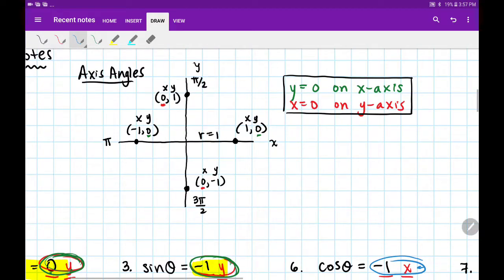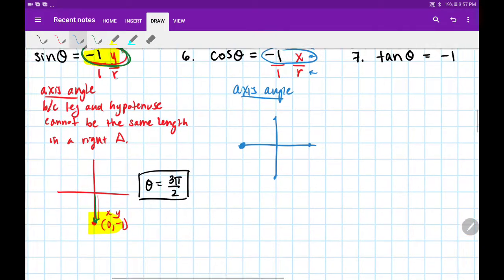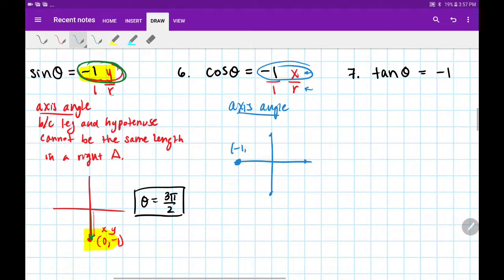So again, that's where this came in handy. X is equal to -1 when we travel 1 unit to the left, or basically at pi radians. So to show your work, draw the axis, show the -1, 0, and then your answer follows very quickly afterwards. Pi radians, or 180 degrees.